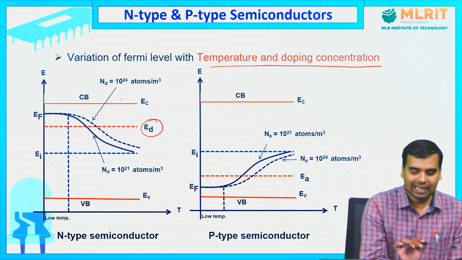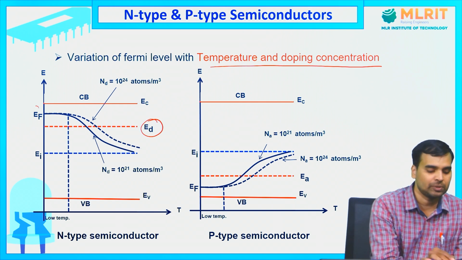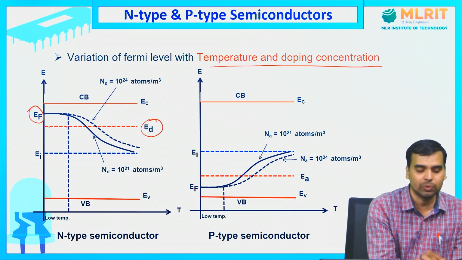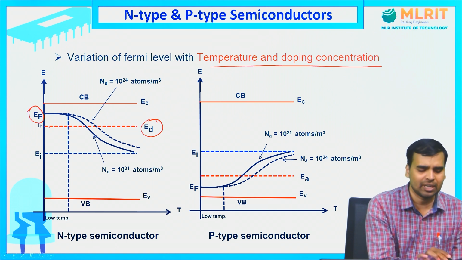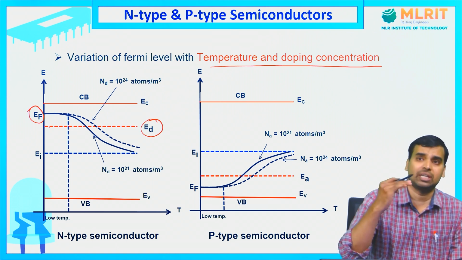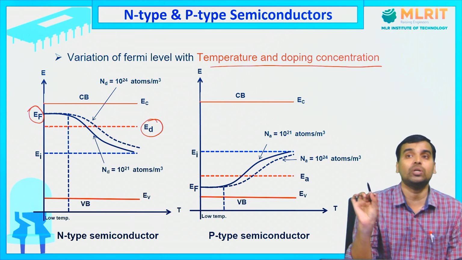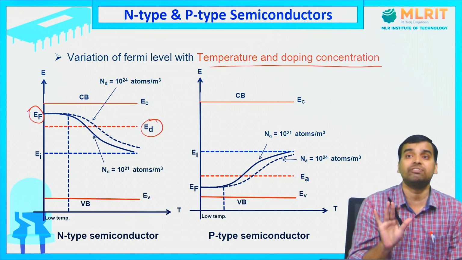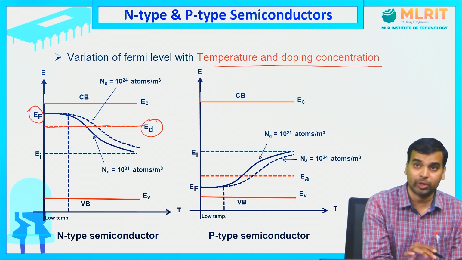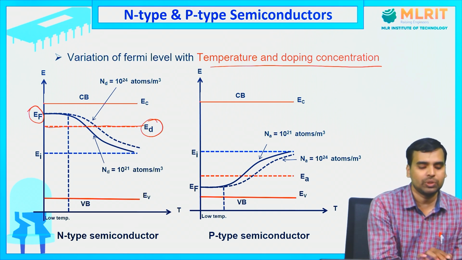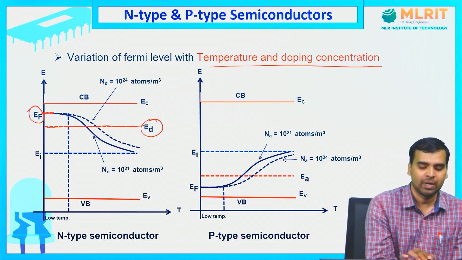Now at exactly T equal to 0 Kelvin, in an n-type semiconductor, the Fermi level position is exactly in the middle between the donor level and the conduction band, because the Fermi level, a simple definition let me give, is the highest occupied energy level at T equal to 0 Kelvin. That's why, already up to the donor energy level, electrons are occupied. That's why at T equal to 0 Kelvin, the Fermi level in an n-type semiconductor is exactly in the middle between the donor level and the conduction band.